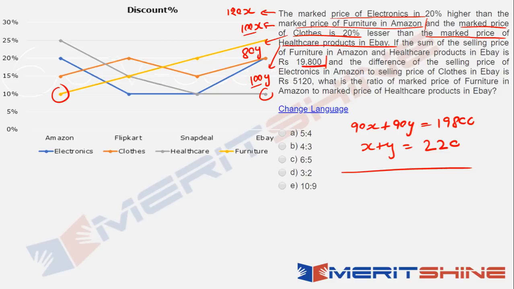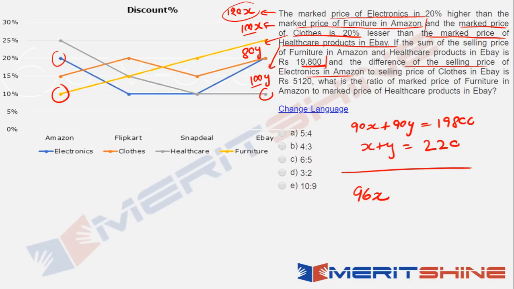The second one, the difference of the selling price of electronics in Amazon. Electronics in Amazon, mark price is 120x, and for Amazon electronics, what is the discount? It's 20%. So what would be the selling price here? Of Amazon electronics 120x, you subtract 20% from it, so it becomes 96x.